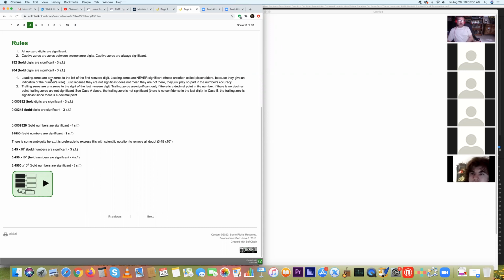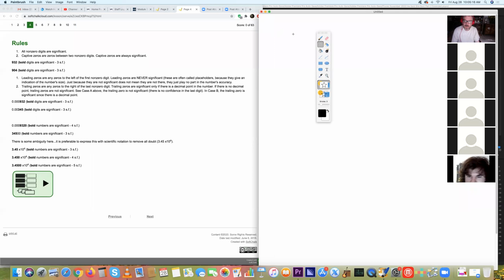Leading zeros may be significant. No, sorry, leading zeros are never significant, and trailing zeros may be significant or not significant, but we'll get into that in a second. But leading zeros, that's zeros out the front, are never significant. An example of that would be 0.00932. Now, let's look at why leading zeros or zeros out the front are not significant.